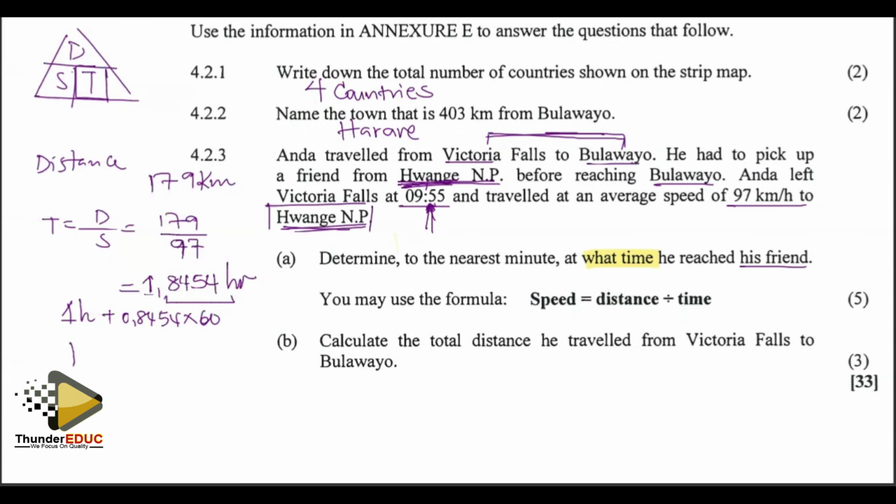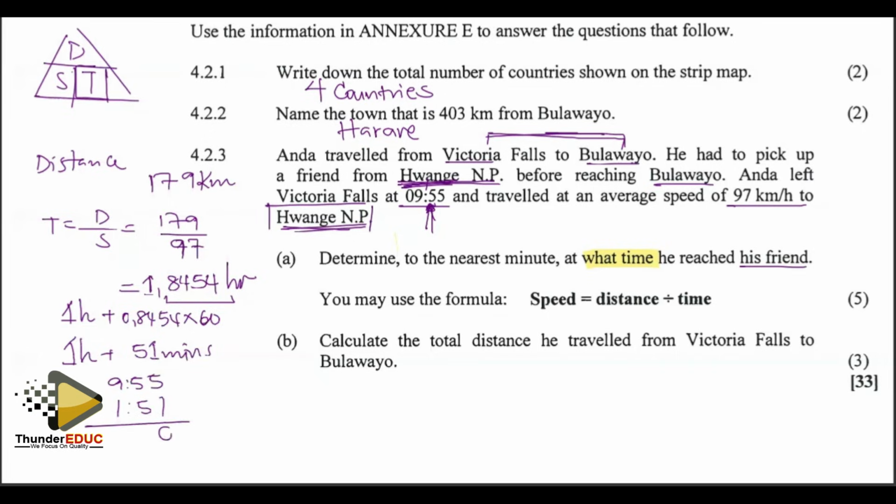So this means that he has traveled 50 what? Minutes. Or 51 minutes. 51 minutes because you round up. So at what time does he reach? If he left at 9:55, so we shall say 9:55 plus 1:51.